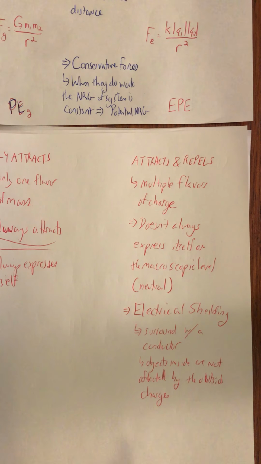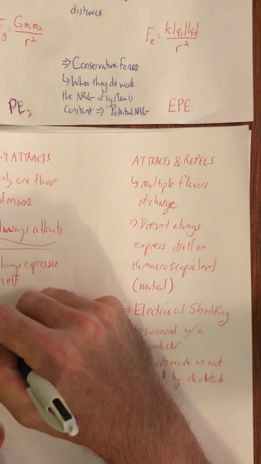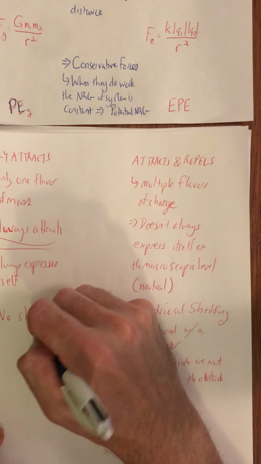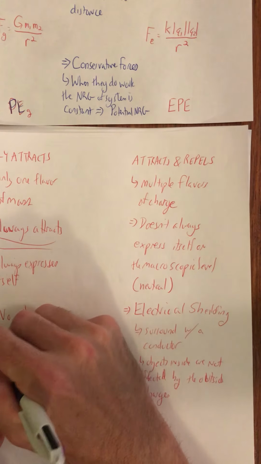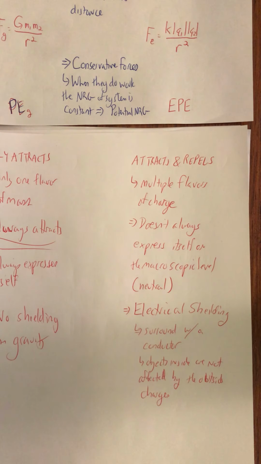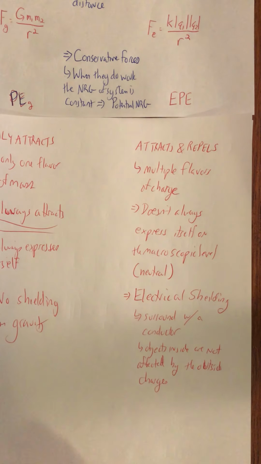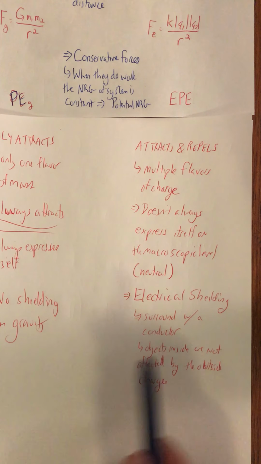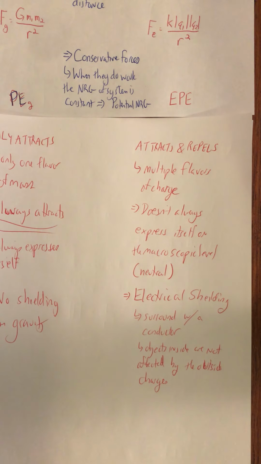So even if you have a very strongly charged object, you could put an object in a metal cage and it would never experience anything due to that outside object. Whereas gravity, there is no shielding from gravity, because of this idea of there only being one flavor of mass. So you can never hide from gravity, as my mentor used to say, but you can hide from the electrical force if you know how to shield yourself appropriately. So that is a super important distinction between the two forces.